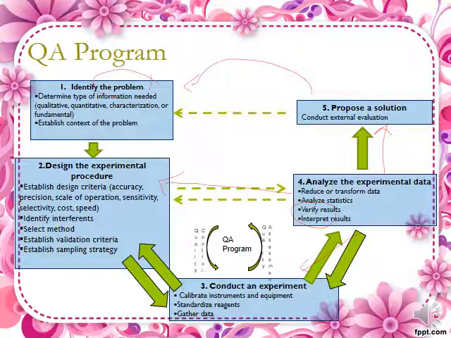Okay, this here, from numbers 2, 3 and 4, we call the loop, the QA program loop. So this is where we do the QA and QC. This process here.